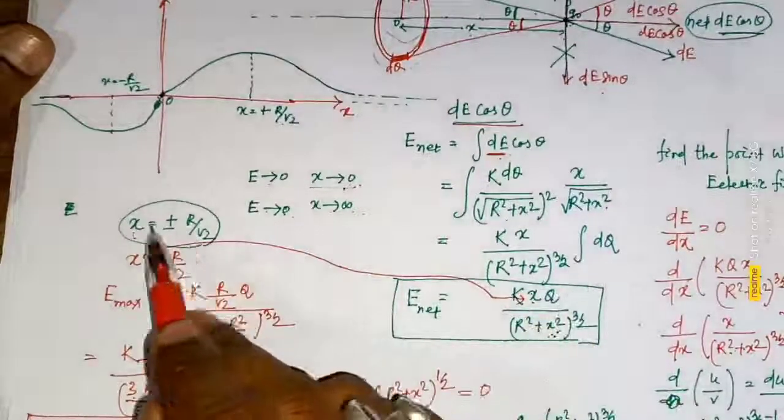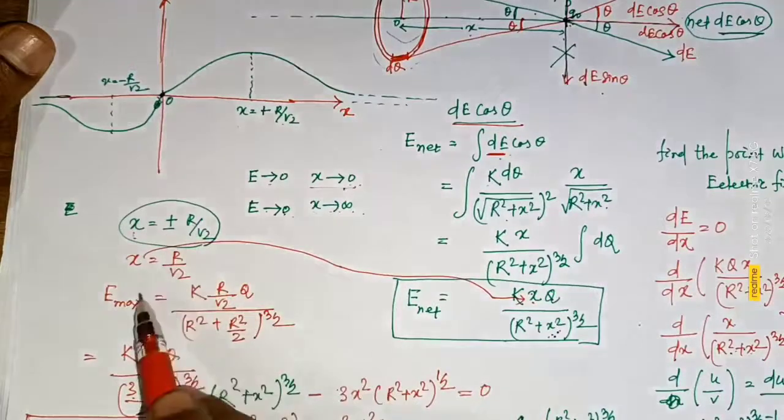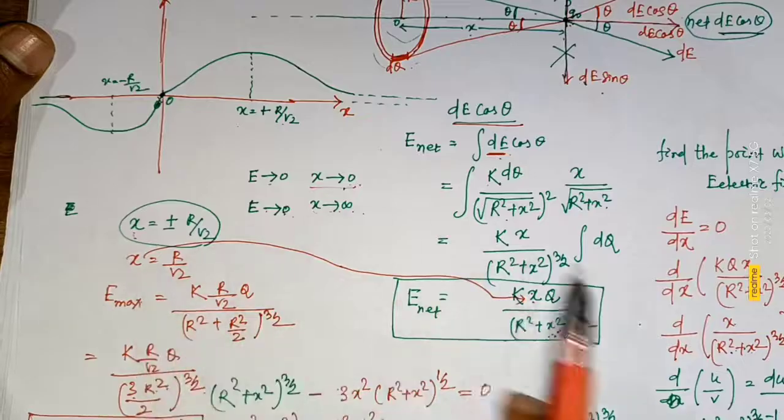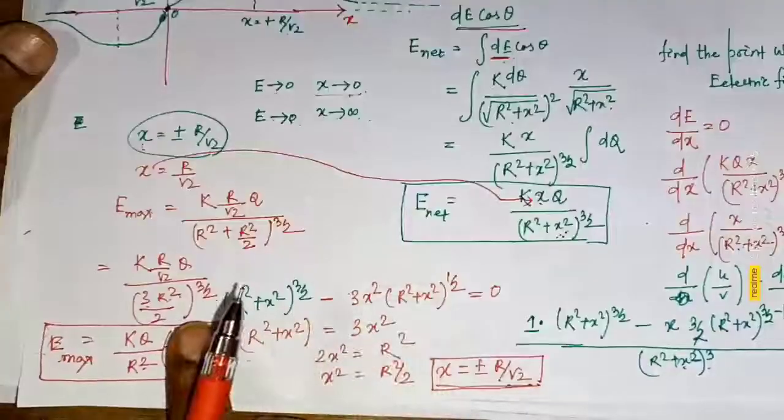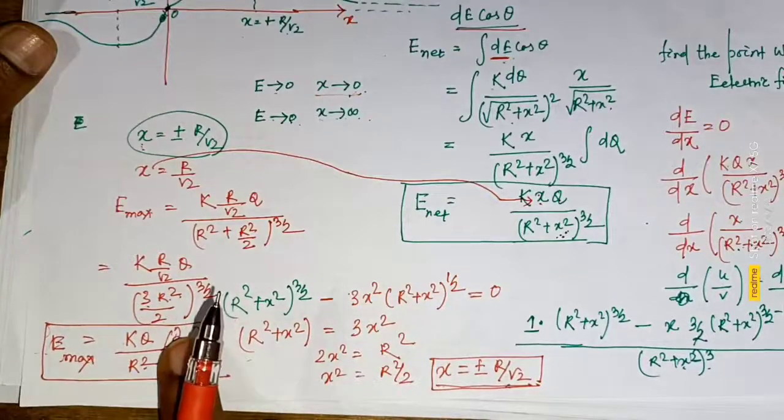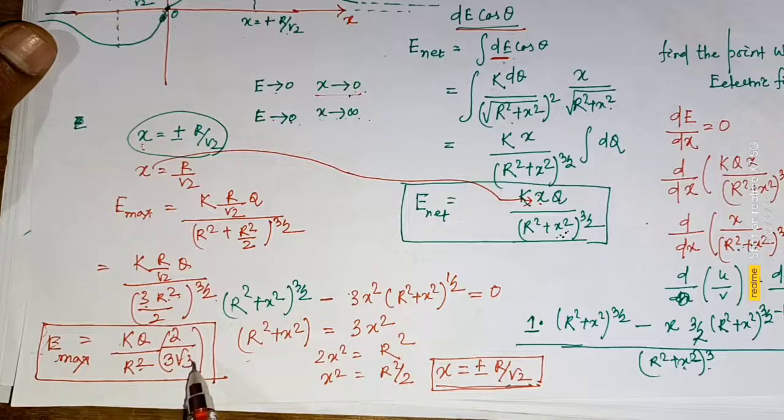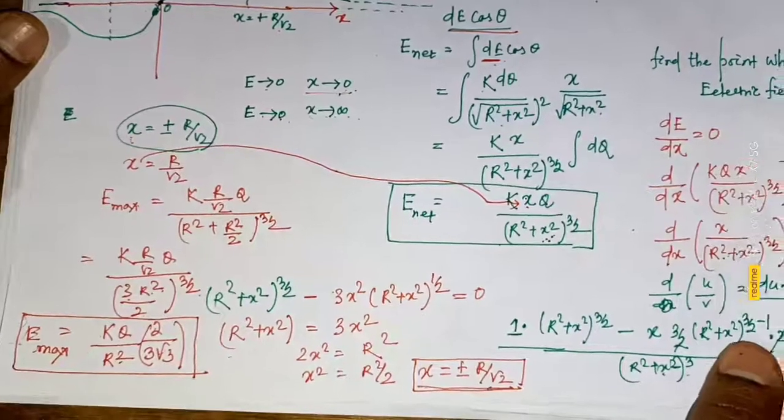And if you substitute this maximum value of x, you will get the maximum electric field, and the expression comes like this, a point charge expression with the mathematical value 2 upon 3 root 3. I hope the scenario is clear to everyone.